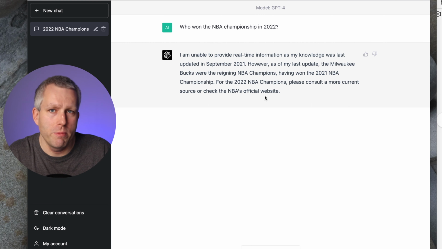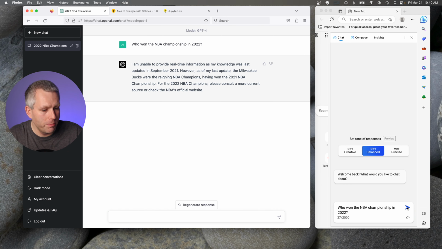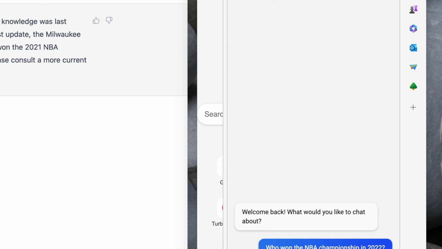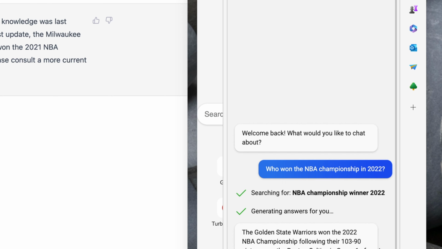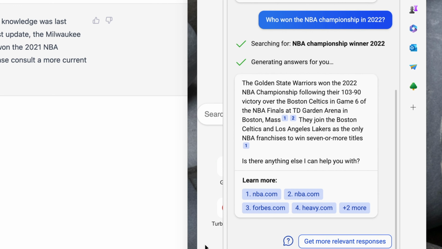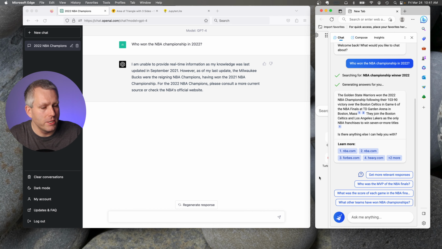So it gave you the champions for 2021 and also gives you an idea where you could find the more up-to-date information. But Bing Chat works with Bing Search. So when we ask the same question of Bing Chat, it's going to search the web. So it says searching NBA championship winner 2022. And it tells you that the Golden State Warriors won the championship. It even gives you the score of Game 6, which was the decisive game. And it tells you that the Golden State Warriors beat the Boston Celtics.